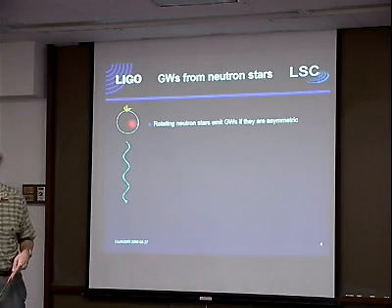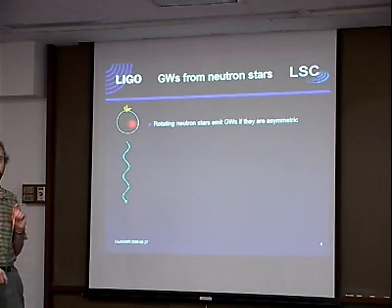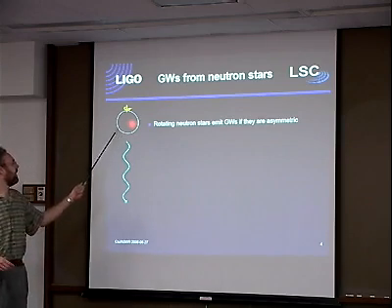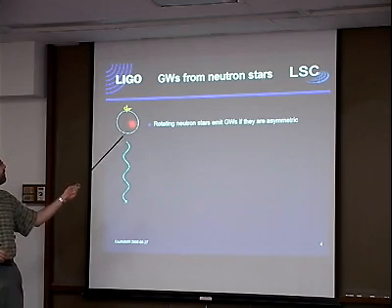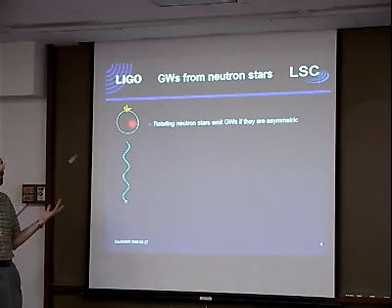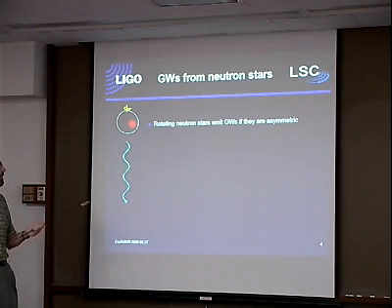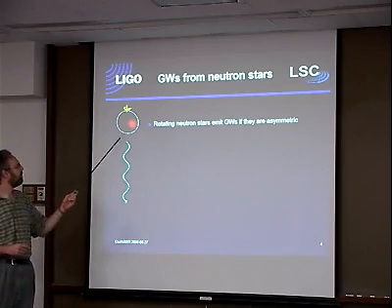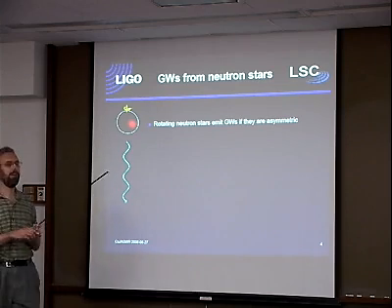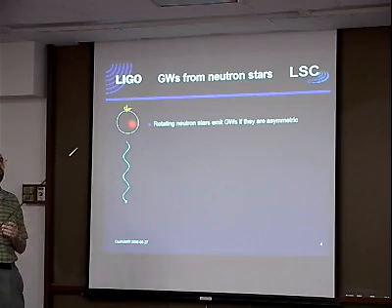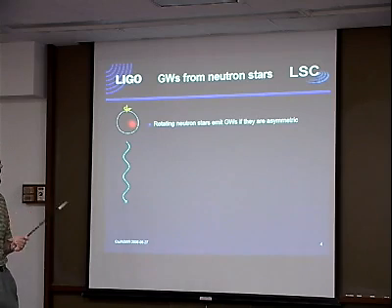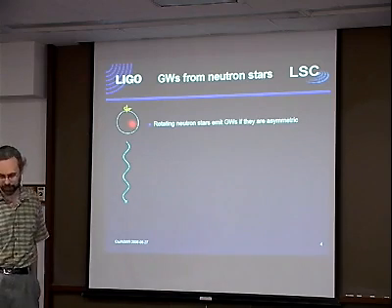So, to start out with, what are we looking for? We're looking for gravitational waves from neutron stars. Now, a neutron star, you all know what a neutron star is. It's something about the mass of our sun and about the size of Los Angeles. And they spin, and they will emit gravitational waves if they have any asymmetry in their structure. Basically, anything that causes their gravitational field to change with time will produce a gravitational wave.